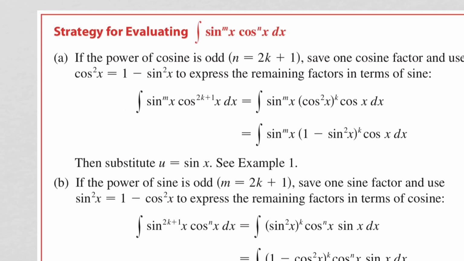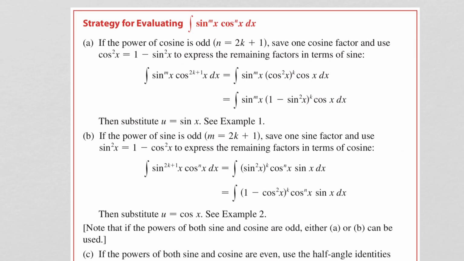So if n is an odd number, you save one factor of cosine, and you let cosine squared equal 1 minus sine squared to change the remaining factors in terms of sine. So when you look at this, I really do feel like this is kind of confusing. But just go back to the first and second examples that we did.